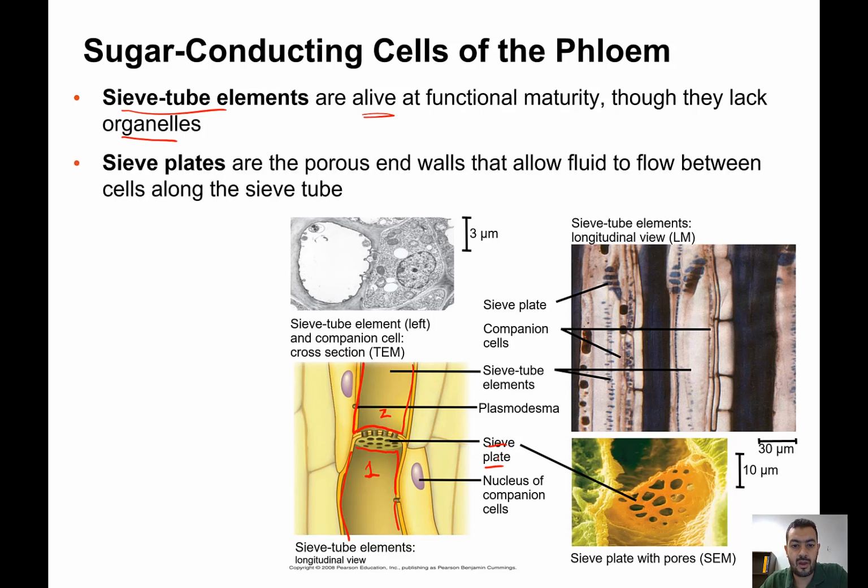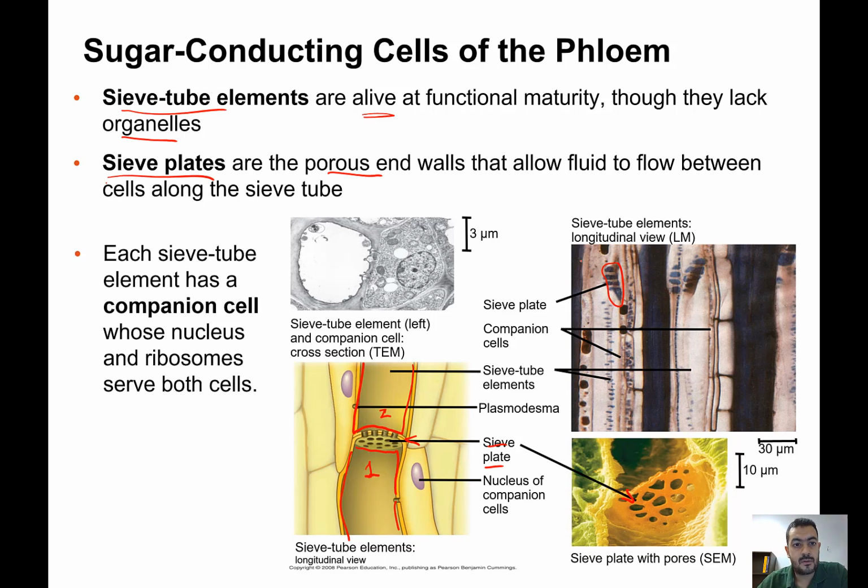Then they are connected through sieve plates. These are the porous end walls that allow the fluid to flow between one sieve-tube element and another sieve-tube element. So you can see it here, this sieve plate, this porous structure here and there. So this allows that transport to continue, and it is shown here, these black dots.